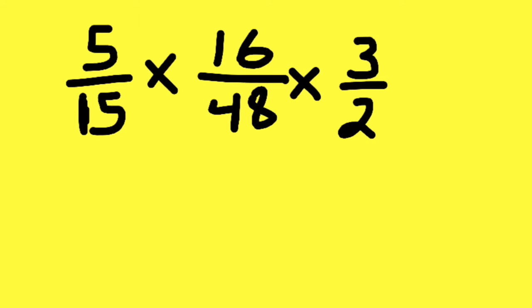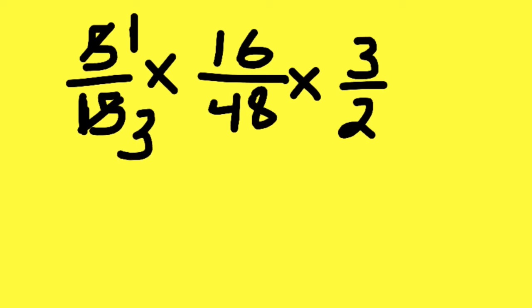If you multiply 5 times 16 times 3 and you get your numerator, and then you multiply 15 times 48 times 2 and you get your denominator, it's still not reduced. So this is where the canceling method is extremely helpful. So what can you do first? To cancel, what I see first is that 5 and 15 are both multiples of 5. So 5 divided by 5 is 1. And then 15 divided by 5 gives you 3.